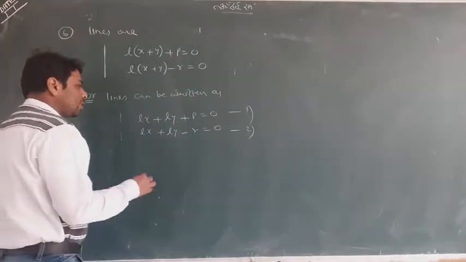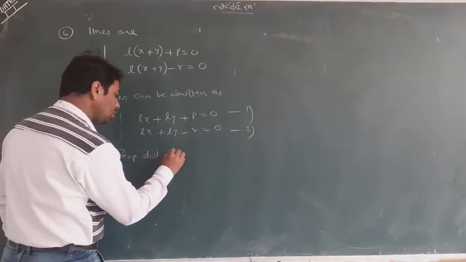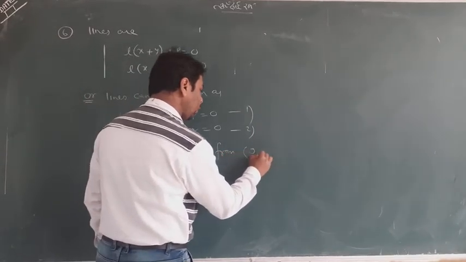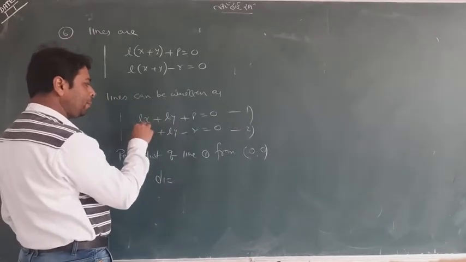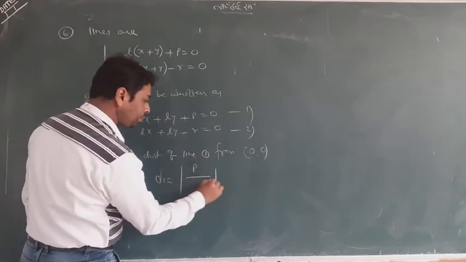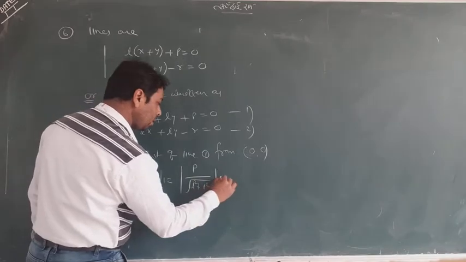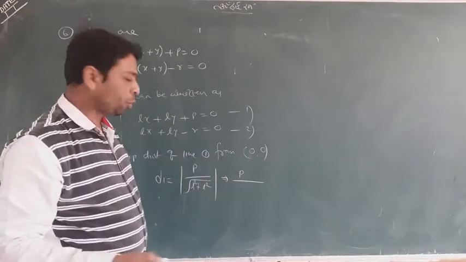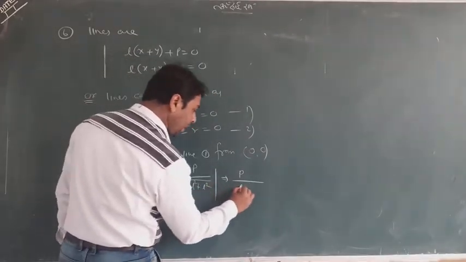Okay, but later I will discuss. First I will write here: perpendicular distance of line 1 from the origin point is d1. The distance is very simple, I write directly p upon, because these two are 0, so it's the square root of L square plus L square. I write it without sign because it is already positive, so L square and L square will be 2L square, meaning L root 2.